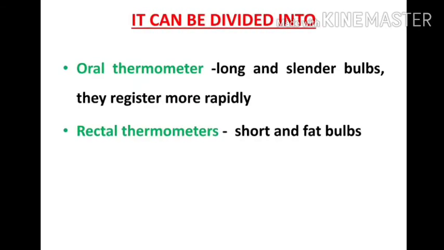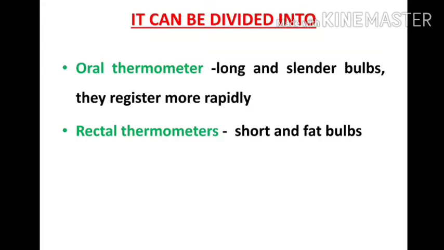These are of two types, that is the oral thermometer and the rectal thermometer. Oral thermometers are having long and slender bulbs, but the rectal thermometers have short and fat bulbs.